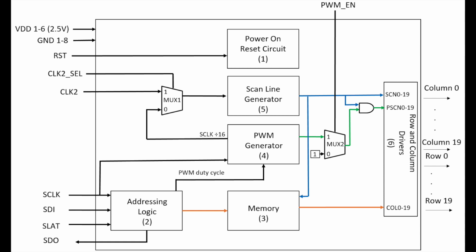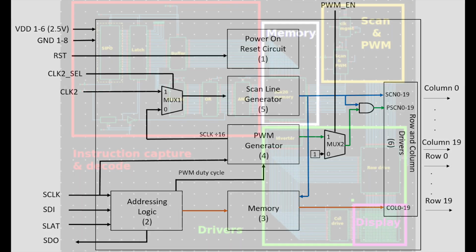Finally, at the top of the block diagram, there is a power on and reset circuit, which is used to initialize the PWM and scanline generator blocks when the chip is first switched on. Importantly, the memory read and write operations are completely agnostic to each other, so the write and read halves of the circuit do not need to be synchronized and can even operate on separate clocks if desired. The main outputs of the chip are shown on the right side and will be the 20 row drive pins and the 20 column drive pins.